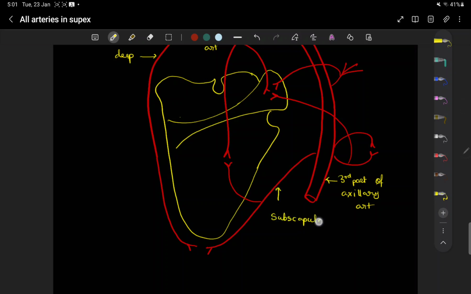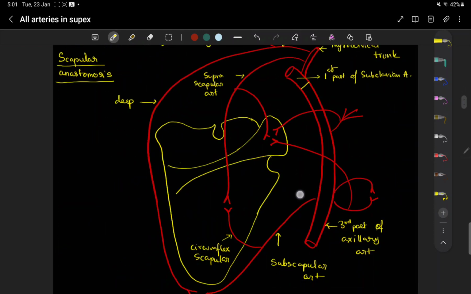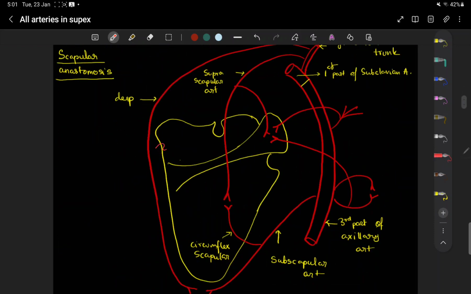The subscapular artery, which arises from the third part of the axillary artery, gives out another branch, that is the circumflex scapular branch, right? So this circumflex scapular branch and this suprascapular branch anastomose in the body of the scapula itself. Apart from that, this deep branch of the transverse cervical artery also gives out branches to the scapula.